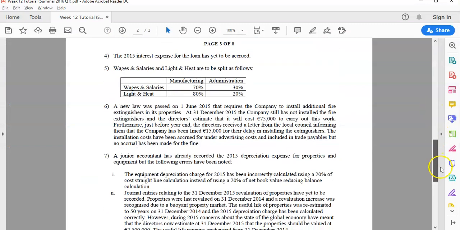Working 6 then, we're told a new law is passed on the 1st of June that they have to install fire extinguishers. And at the end of the year, they haven't installed them. And the directors estimate 75,000 to carry out the work. And they've been fined 15,000 because they've delayed installing them. Installation costs have been accrued under advertising costs and included in trade payables. But no accrual has been made for the fine.